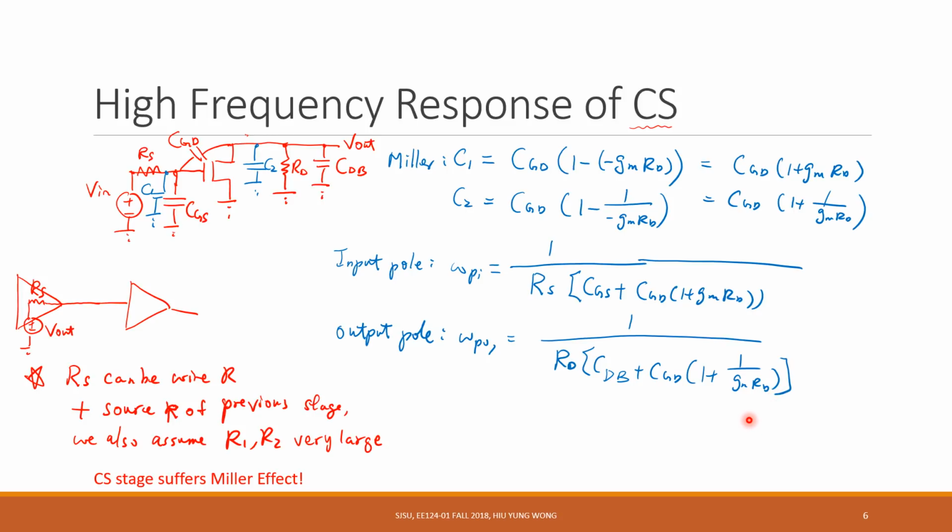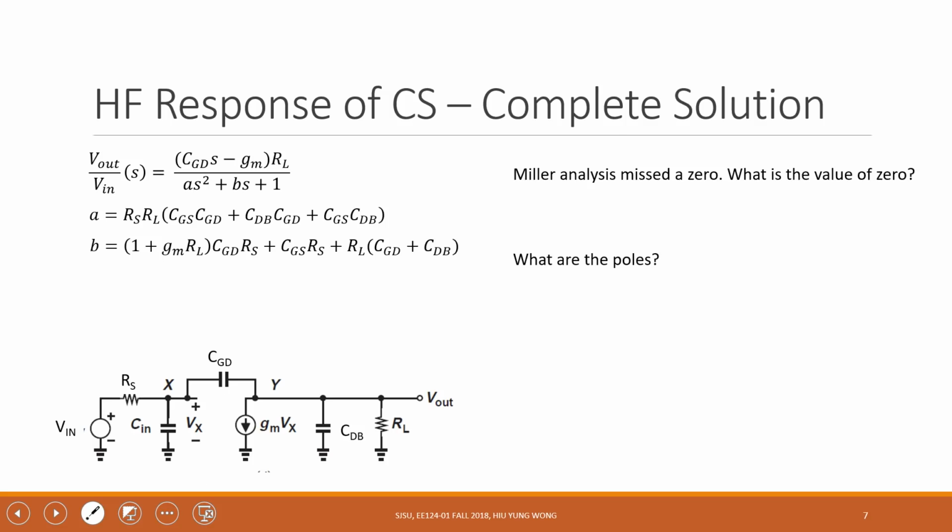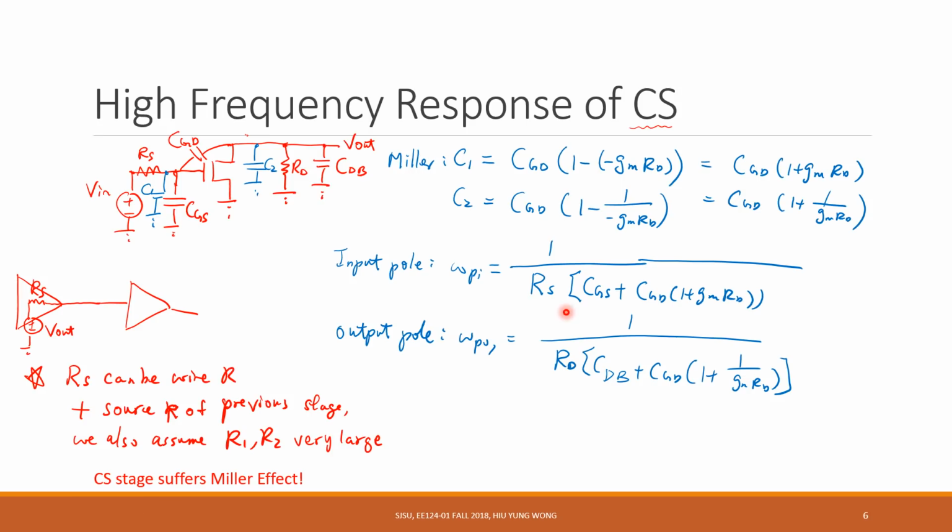Okay, so this is a simplified method to find the poles, right? Now, is this accurate? This actually serves some very critical purpose. It helps us to gain insight into this circuit. At least by not doing very complicated small signal model analysis, I already know that my input pole is going to be very low because of the CGD times 1 plus GMRD. We have this Miller effect, right?